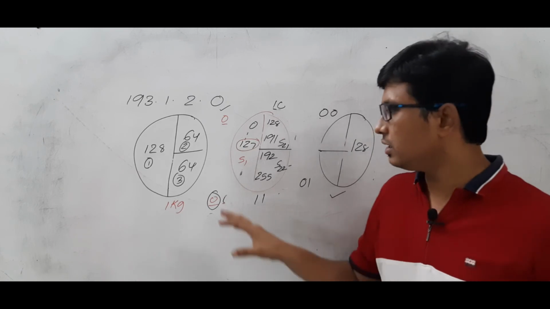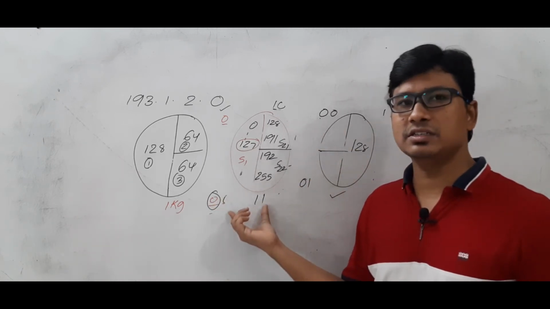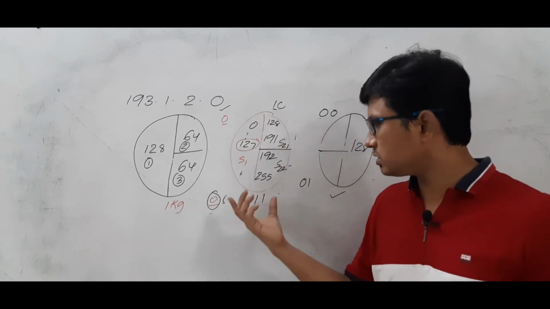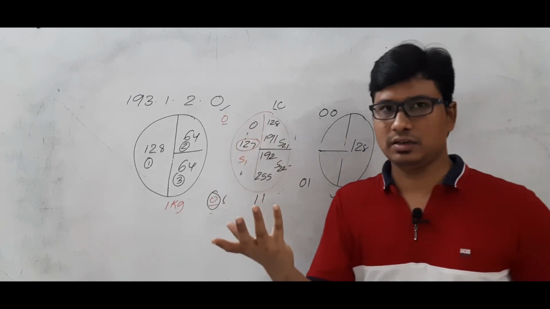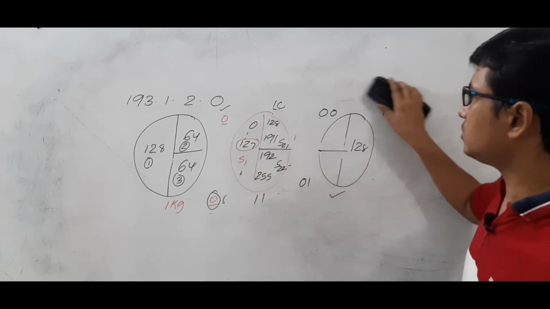But usually they will give option A, option B, option C, option D. If option A is this one, and option B is not there, meaning some other solution, then this answer is correct. If they give A and B, then both are correct. That is what I want to say. Meaning this is also correct and this is also correct.